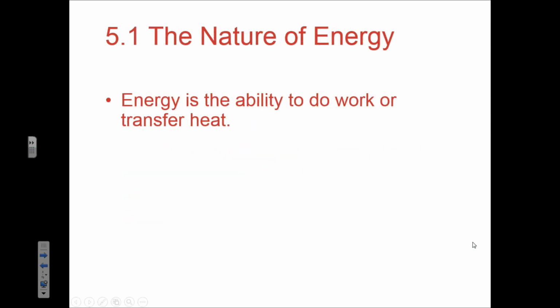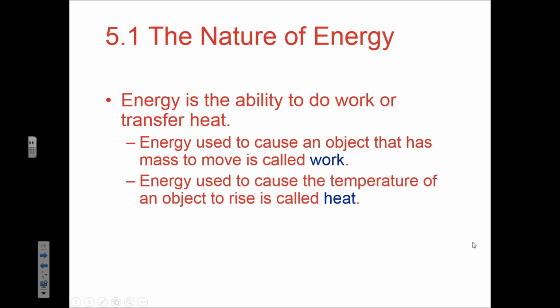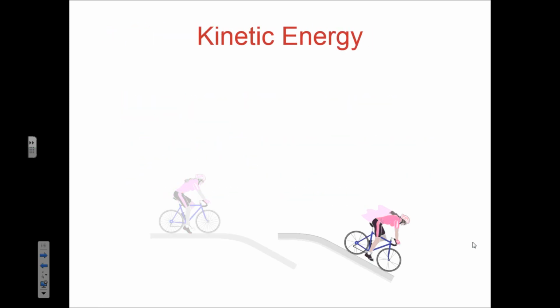Now, energy is the ability to do work or to transfer heat. So really it comes in one of two forms. Energy used to move an object that has a certain mass is known as work, and energy used to cause the temperature of a substance or an object to rise or change is known as heat. So we have fundamentally two different types of energy that we're going to be studying, work and heat. And when we look at changes in the energy of a system, we have to look at the work component that changes, if at all, and then the heat component that changes.